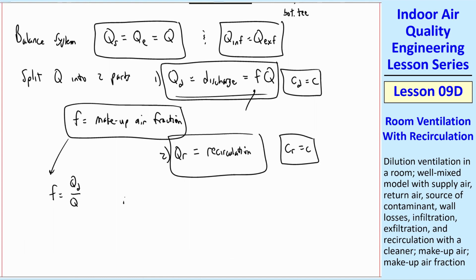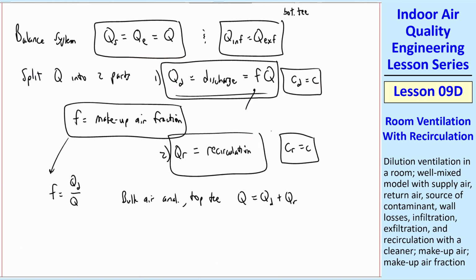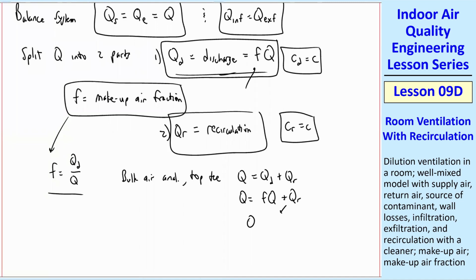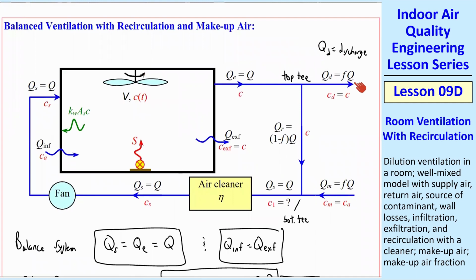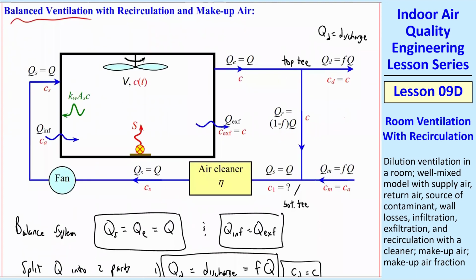And if we do a bulk air analysis for the top T, we have Q equal QD plus QR. We're just splitting it into QD and QR. And so Q is equal to, from this equation up here, FQ plus QR. And we can solve for then QR is equal to 1 minus F times Q. So some portion of it goes to discharge F, and then the rest of it, 1 minus F times Q, goes to the recirculating air. Now, as far as the outside air goes then, this is a balanced system. And so notice that QM is also equal to FQ.